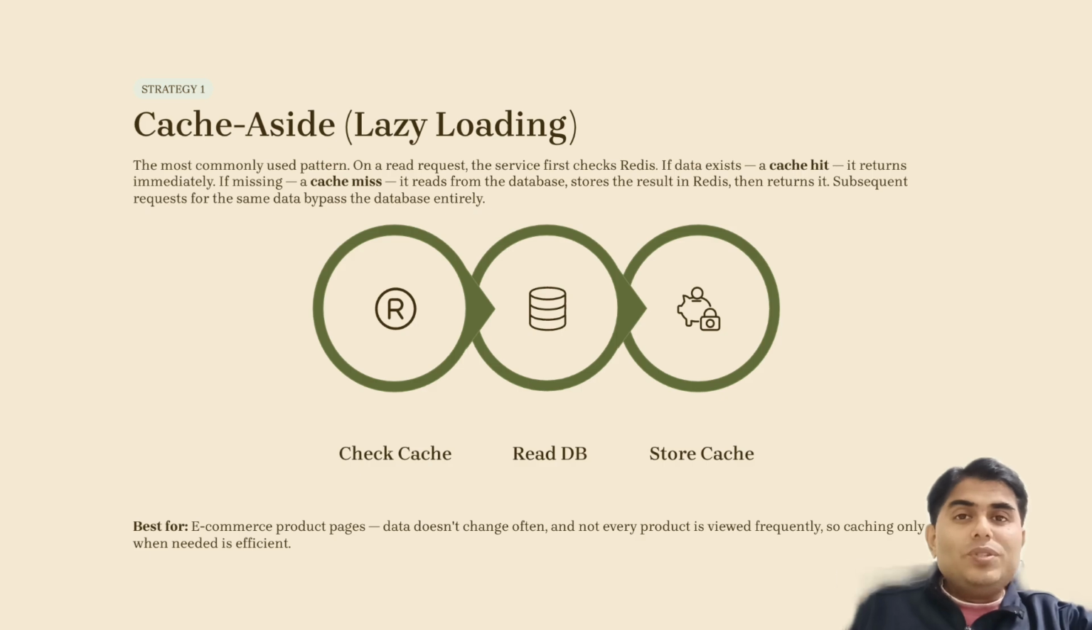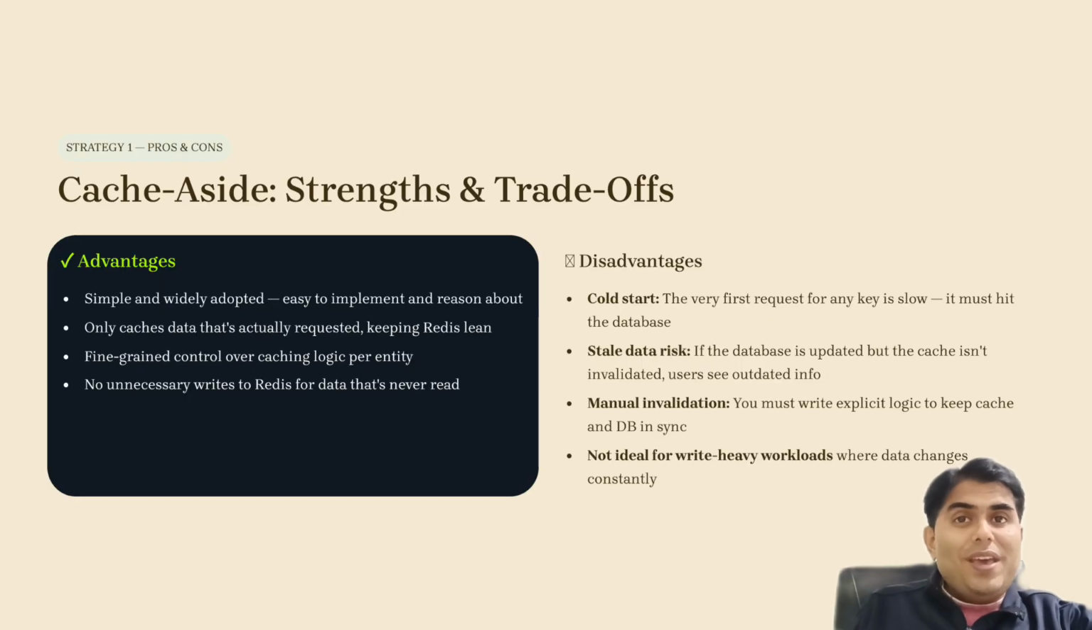So if we give an example, the Amazon product page: a user opens, suppose, iPhone 16. The application checks Redis first. If it is found, it returns immediately. If not, then it reads MySQL, stores in Redis and then returns. Of the next million users, only the first user does this. For the next million users, there is no MySQL hit, they use only Redis.